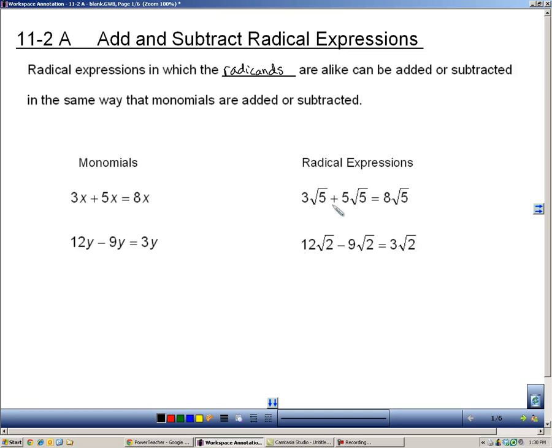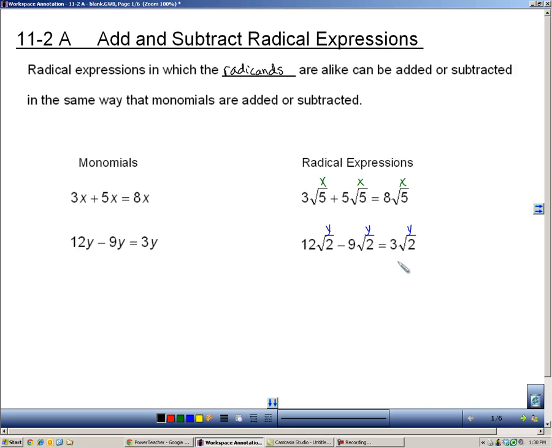Well, the same is true if you have 3 root 5s plus 5 root 5s. So you treat those root 5s as if they were x's. And so 3 of them plus 5 of them is 8 of them. Likewise, 12y minus 9y is 12 minus 9, or 3, and that gives you 3y. In the same way, treat these square roots of 2's just like they were y's. So 12 root 2's minus 9 root 2's is 12 minus 9, or 3 root 2's.